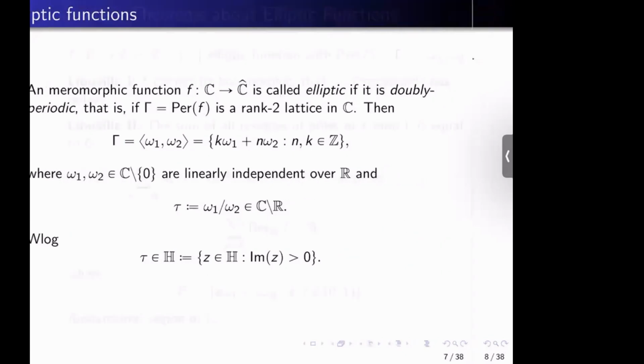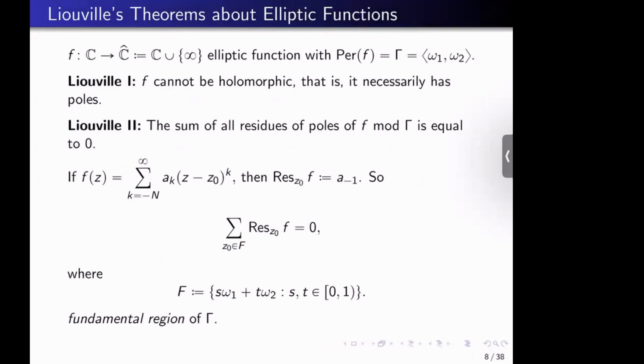So now let's get to elliptic functions. And a good starting point are these theorems that are attributed to Liouville. Namely, if you have an elliptic function, a function whose period lattice is such a rank 2 lattice, then the first observation by Liouville is that the function cannot be holomorphic. So there's no analog really of the exponential or these trigonometric functions that are holomorphic in the complex plane, but you necessarily have to have poles.